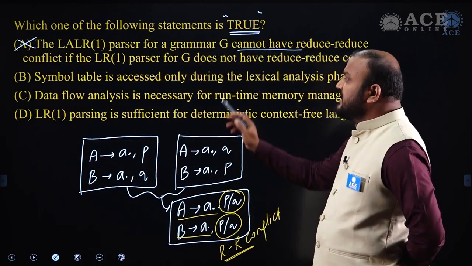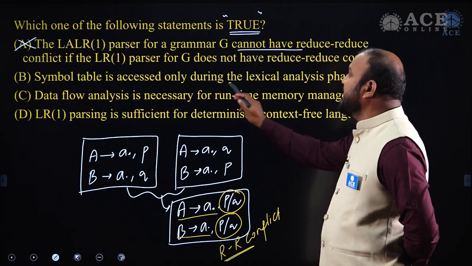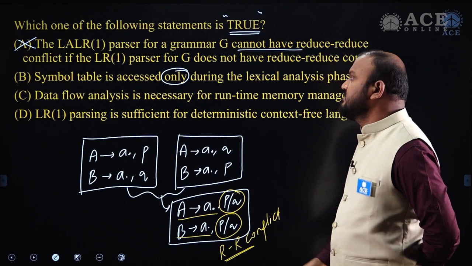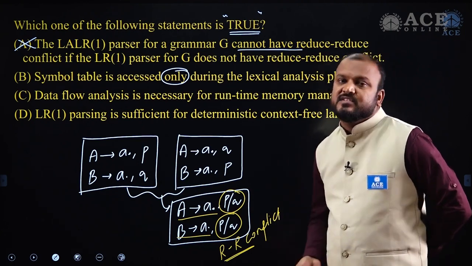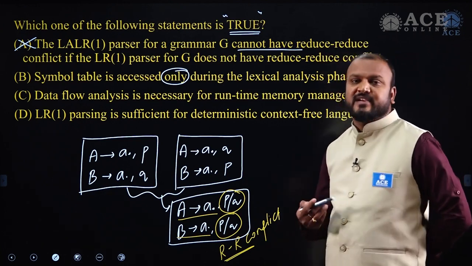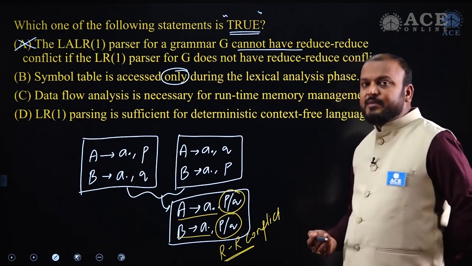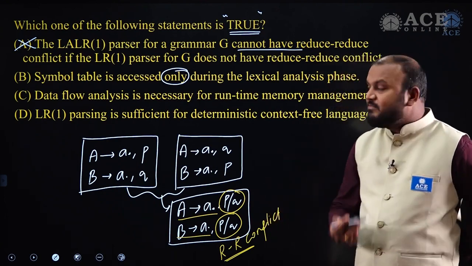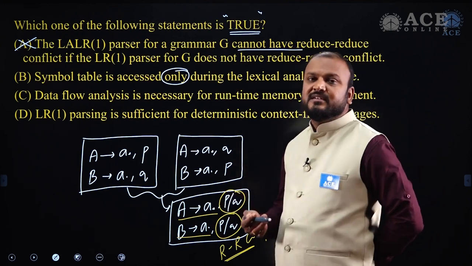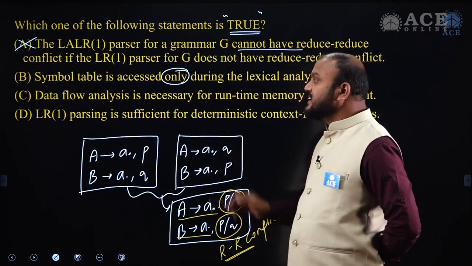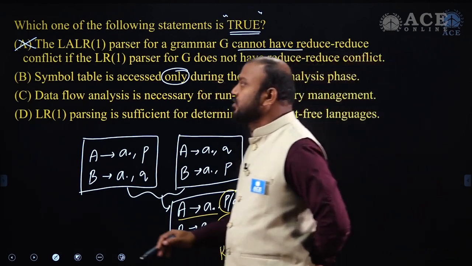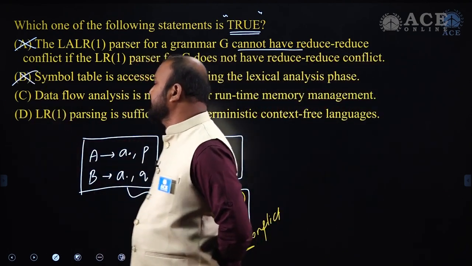Option B, symbol table is accessed only during the lexical analysis. Here it is given only, but the symbol table can be accessed by other phases of a compiler also. Let us say an example: in semantic analysis, it is doing type checking. So the type of the operand can be verified in the symbol table only. So we can say even semantic analysis also will use the symbol table. But what is given? Symbol table is accessed only during the lexical analysis. Option B is the false statement.